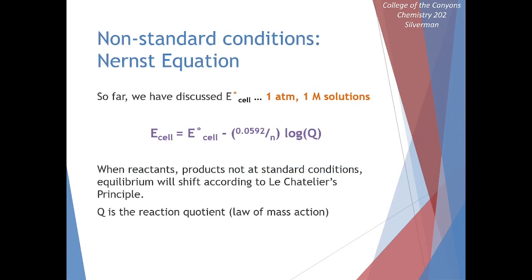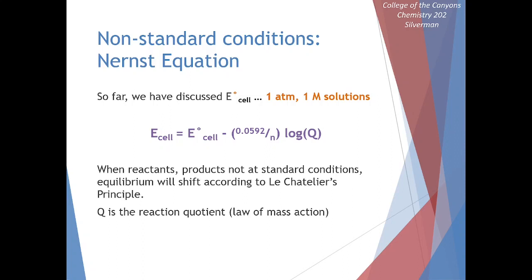One last big situation we need to consider is what happens when we are no longer at standard conditions. That circle symbol for standard conditions implies that we have exactly 1 atm for all of our gases and exactly 1 molar for all of our solutions. This isn't actually very practical. It's not going to occur most of the time. And so we need to find a strategy to deal with non-standard conditions.